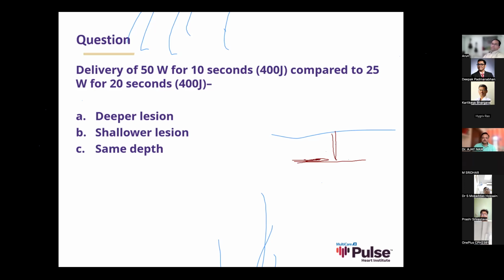Okay, sounds good. So this is about high power short duration. So delivery of 50 watts for 10 seconds would be a total of 500 joules, and 25 watts for 20 seconds, again 500 joules. Sorry for the multiplication error. So 500 joules in each situation. One of them you're delivering at 50 watts and one of them you're delivering at 25 watts. Which of these leads to a deeper lesion?